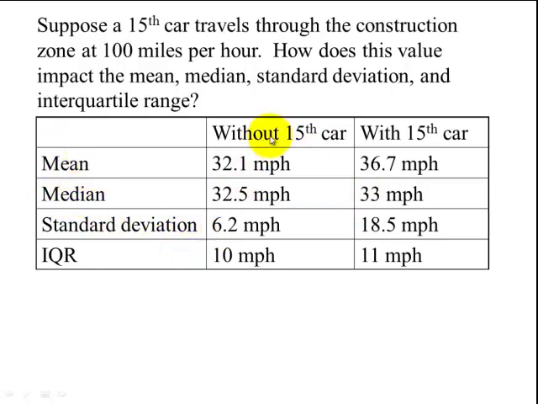Standard deviation without the 15th car was 6.2 miles per hour. With the 15th car, it goes up to 18.5 miles per hour. The IQR is 10 miles per hour without the 15th car and goes to 11 miles per hour with the 15th car. So this is to illustrate that the IQR is resistant to these large values where the mean and the standard deviation are not. So if your data set is skewed or has outliers, to measure the spread you should use the IQR.